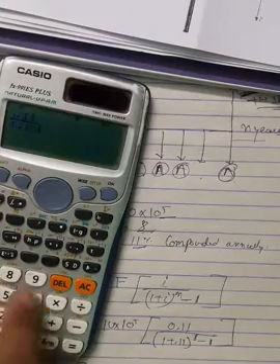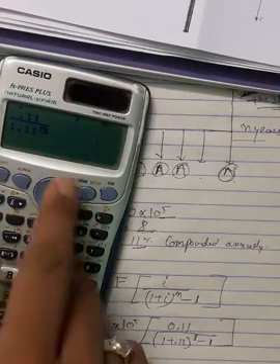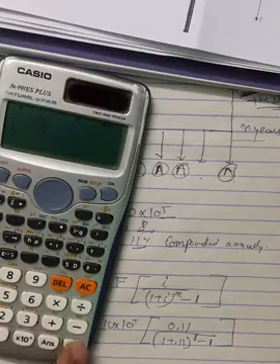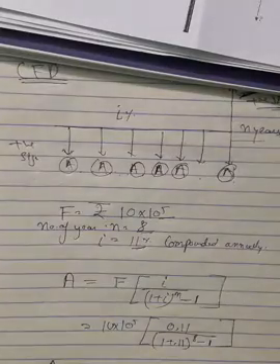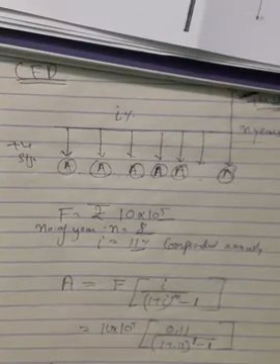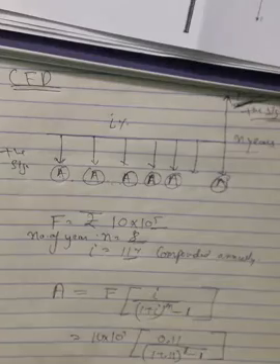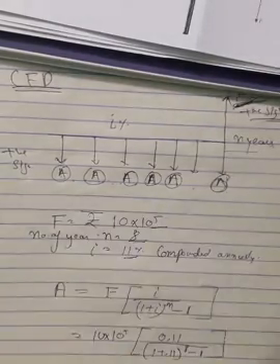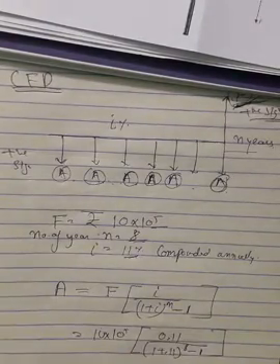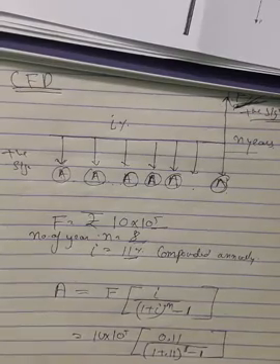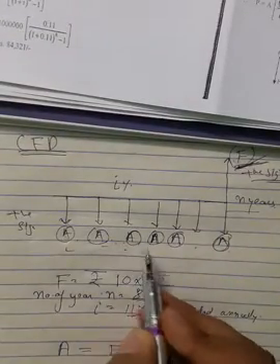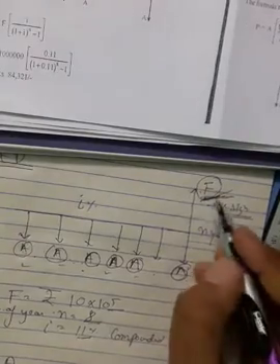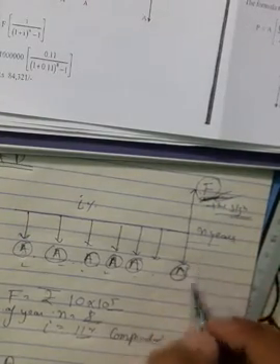0.11 divided by 1.11 power 8, minus 1, into 10 raised to 6. So you are going to get the amount 84231.05. This much yearly amount you need to pay. This A value you need to pay at the end of every year to get the future amount of 10 lakh at the end of 8 years.